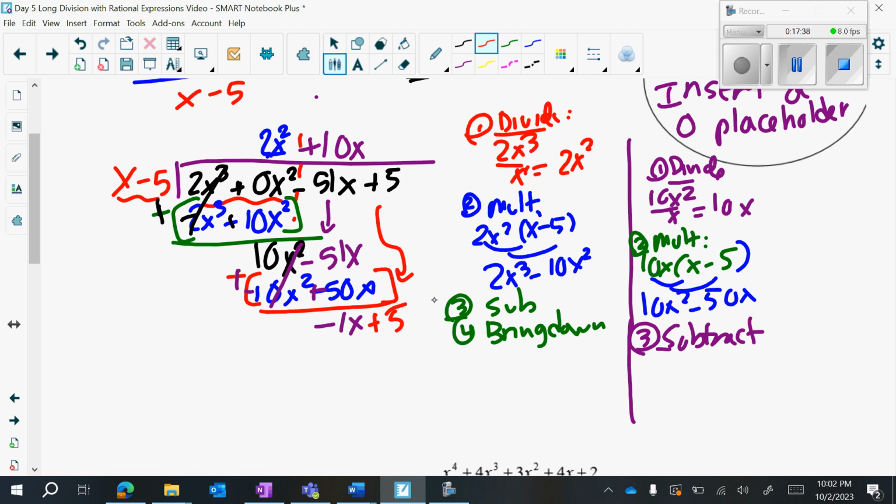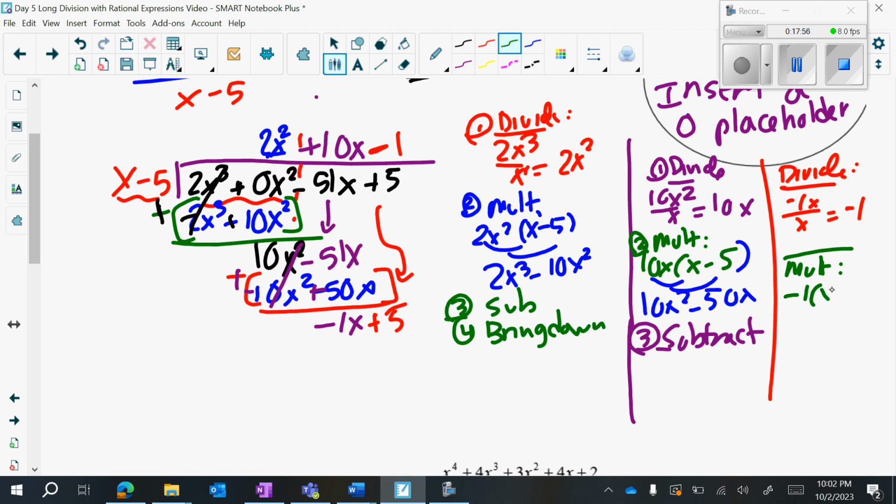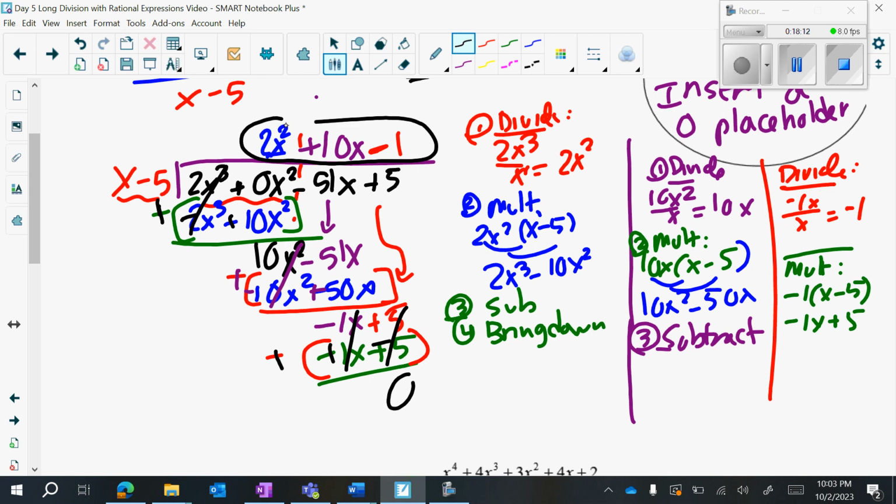All right, last round. Divide. I get -1, right? Now multiply. -1 times x minus 5. And subtract. Boom, same answer. 0. So our final answer is 2x squared plus 10x minus 1 quotient.